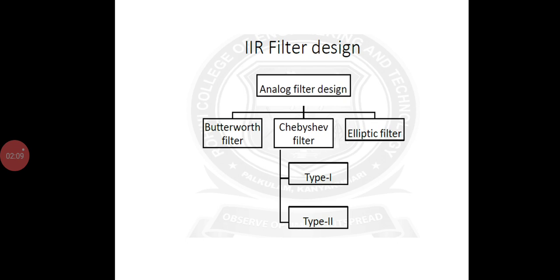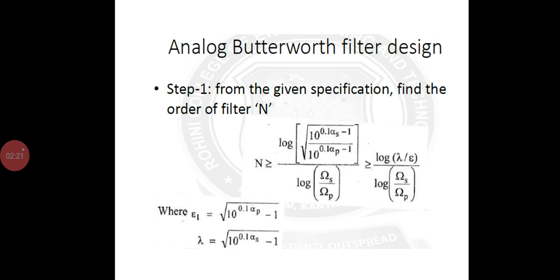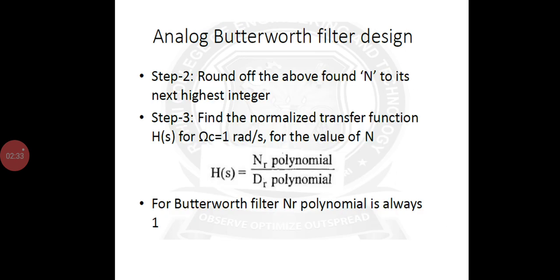While we are going for digital filter design, the analog filter design is divided into Butterworth filter, Chebyshev filter and elliptic filter. The Chebyshev filter is again divided into type 1 and type 2. Now, analog Butterworth filter design. First, we want to find the order N by using this formula, where epsilon and lambda are found by using the formula that is given. Second step, we round the value of N to the next higher integer value.